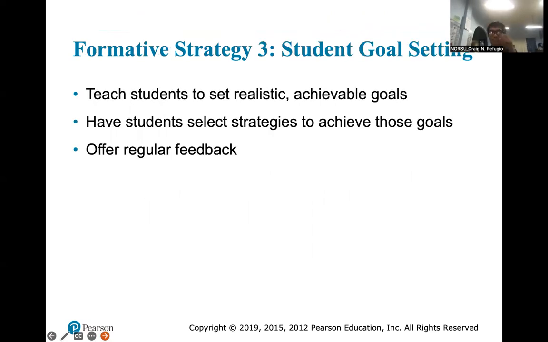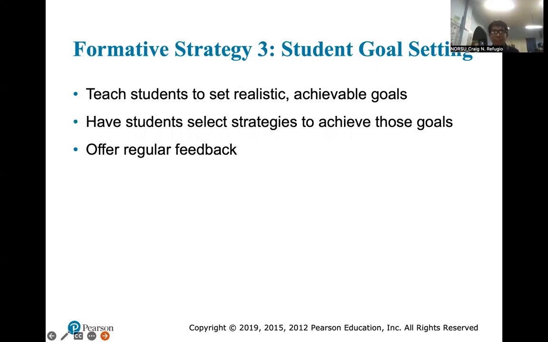Formative strategy number 3, student goal setting. So teach students to set realistic, achievable goals. That's why it is mentioned there. Use the acronym SMART: specific, measurable, attainable. So achievable or attainable. Have students select strategies to achieve those goals. Then other regular feedback.